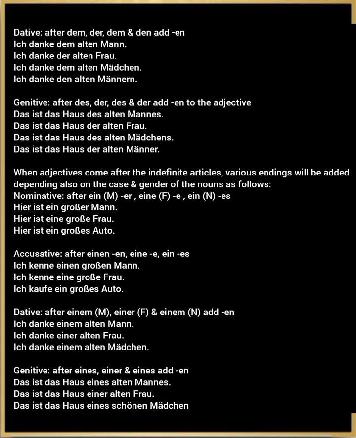Finally, in genitive, after eines, einer, and eines, we add en to the adjective. Remember, these endings are added to the adjectives coming after these articles. In the example, I have das ist das Haus eines alten Mannes. And then das ist das Haus einer alten Frau. And then lastly, I have das ist das Haus eines schönen Mädchens. Now, those are the various endings that you are supposed to add to the various adjectives depending on the articles that they shall be coming after. So I believe you have now seen the various endings.